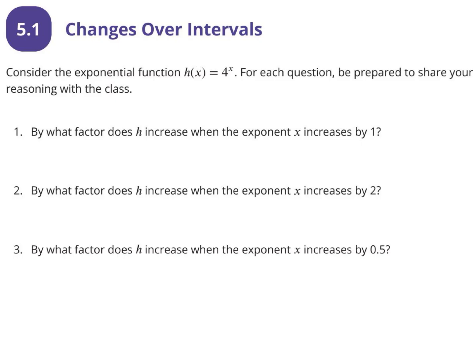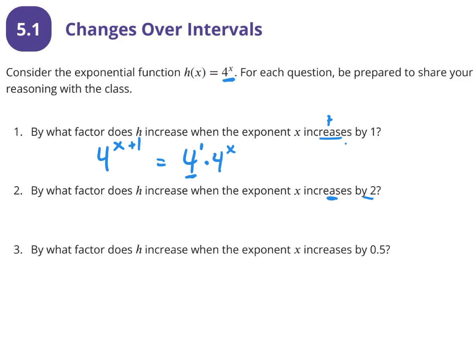Okay. Consider the exponential function. By what factor does h increase when the exponent x increases by 1? So here is our term, our a is obviously 1, and our b has the exponential next to it. If we take 4 to the x, increase means plus 1, that equals 4 to the 1 times 4 to the x. So we can see our factor increasing by 4.